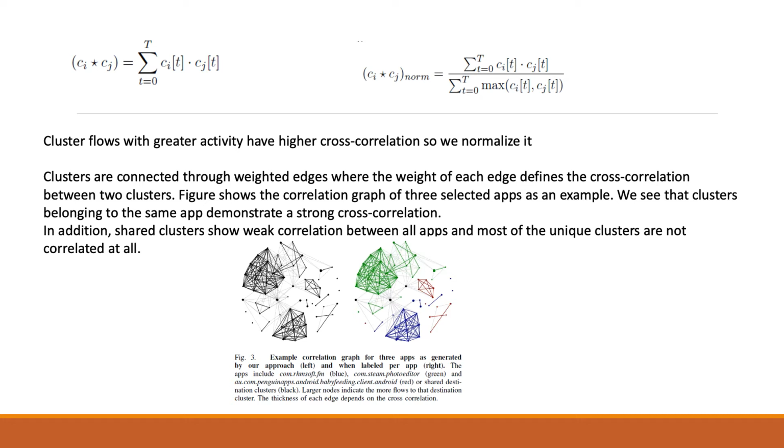You can see the graph. So here a node represents a destination related cluster, and the edges that you can see are based on the correlation between two clusters. So some of them are weak, and some of them are darker, showing greater amount of activity.